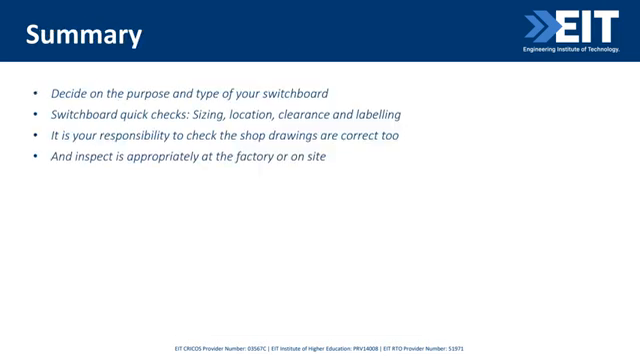So, in summary, when you're looking at switchboards, you need to have a clear understanding of the purpose of that board and then the type of switchboard you're going to use, whether it's main, distribution, mechanical, front, rear. Have a check of your switchboard in terms of its size, where you're putting it, and then think of those clearance and labeling requirements that you might want to do.